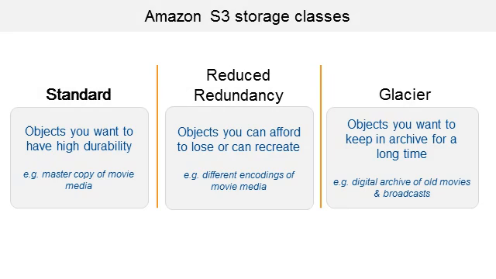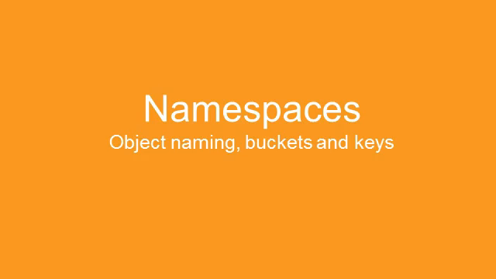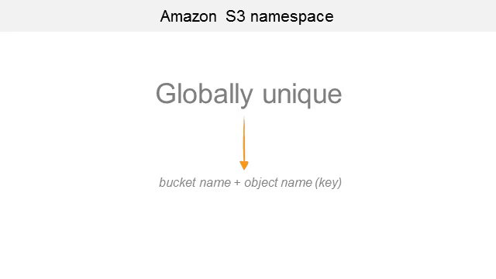Right, let's move on now and talk about namespace. I'll give you a little bit of detail on how object naming, how buckets and keys work. The Amazon S3 namespace is globally unique, so you cannot have two combinations of object name plus bucket name globally that are the same. The way that we enforce that is by enforcing global uniqueness on the bucket names. When you come to create a bucket in S3, which is the container that you store objects in, you cannot reuse a bucket name that's previously been used by another Amazon S3 customer.